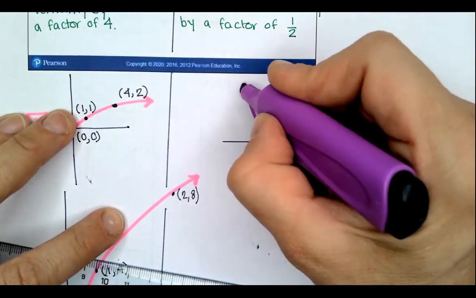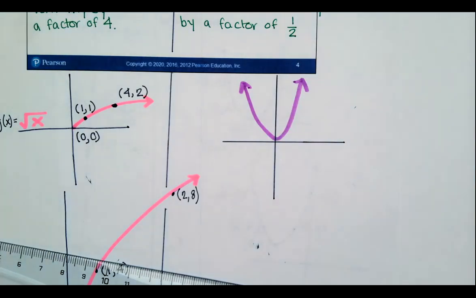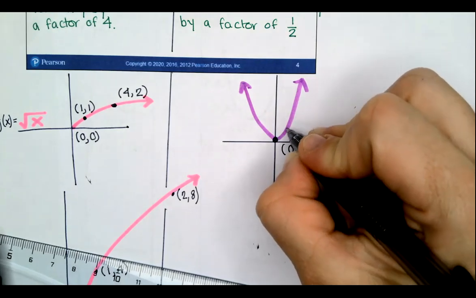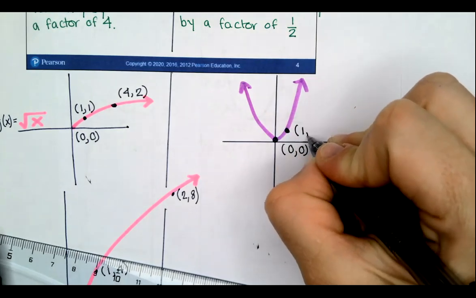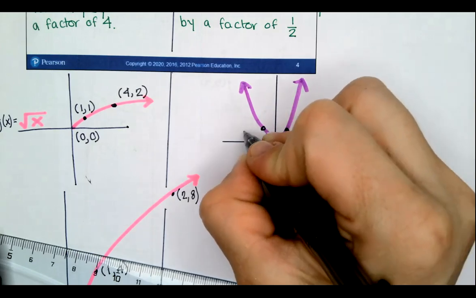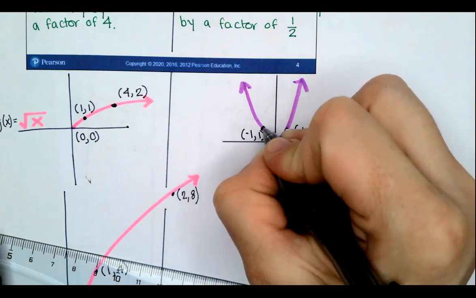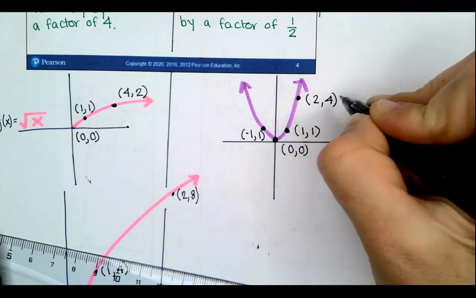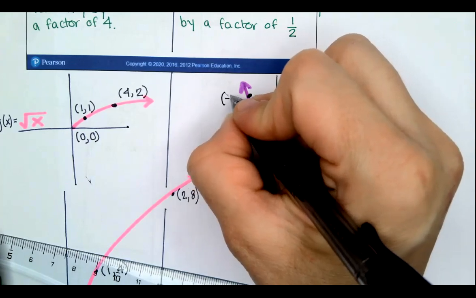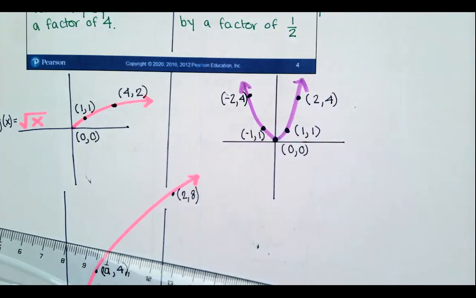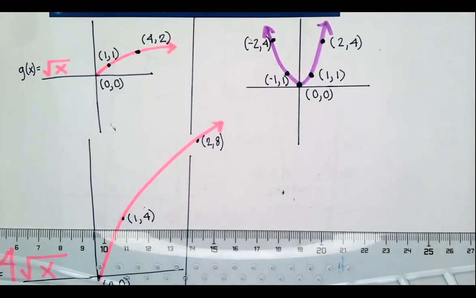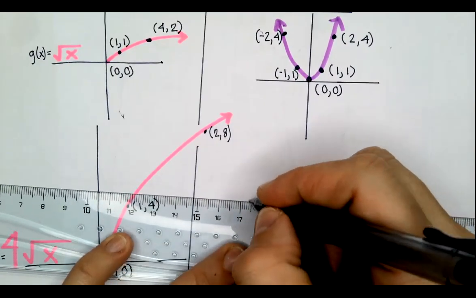So we know what x squared looks like. X squared looks like this. Here's the point (0, 0). 1 squared is 1. -1 squared is 1. 2 squared is 4. -2 squared is 4. But now we're going to take all of those y values and divide them by 2.